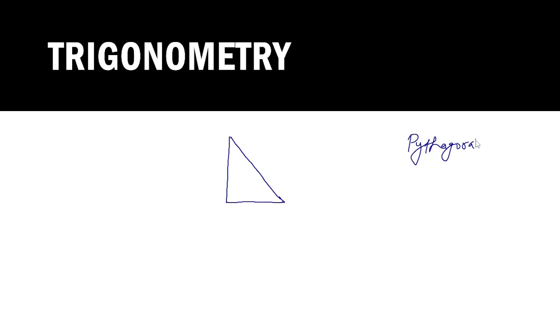Pythagoras theorem. And what the Pythagoras theorem says is that the square of hypotenuse is always equal to the square of perpendicular plus the square of base. Right? So the side which is in front of right angle is known as hypotenuse, and this one is perpendicular and this one is base.